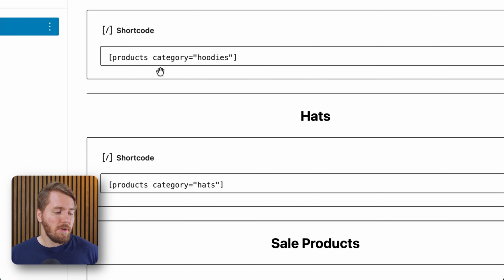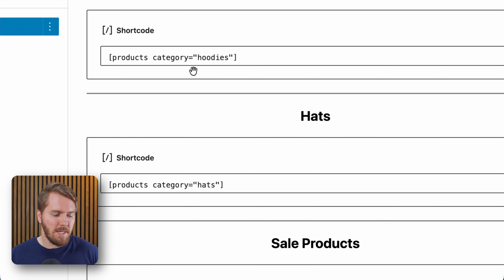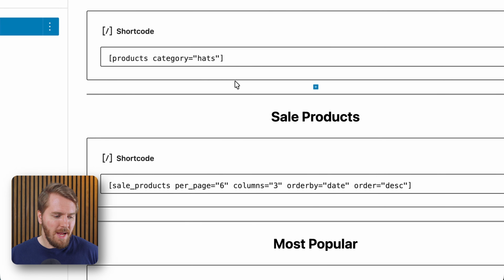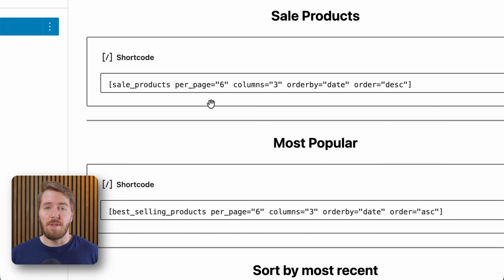So for example, this shortcode here has products space category equals hoodies. So this list of products is not just going to show all my products, it's going to narrow it down to just the category for hoodies. Again, I can do the same thing for hats, but I can get even fancier with more parameters. I can define things like how many items show up per page, how many columns there are, the order by, and the different ways that I can order the products. In other words, how they will appear, like in alphabetical order or in order of recency.